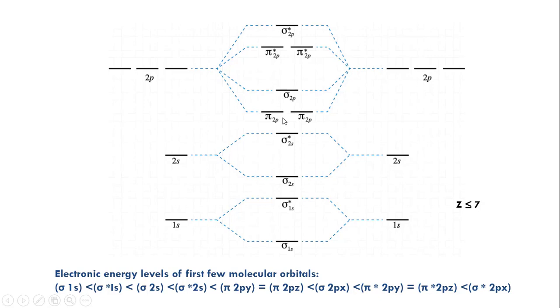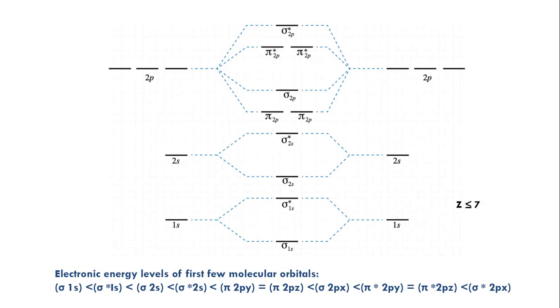As I told you, the two lobes of each p atomic orbital are combining, involved in the overlapping, so that will give the pi orbital here. So pi 2p orbital and pi 2p orbital. In order to avoid confusion, we can keep 2px orbital for the horizontal overlapping, and here 2py orbital, 2pz orbital. So pi 2py, pi 2pz. And these orbitals have the same energies also. This is the very important thing here.